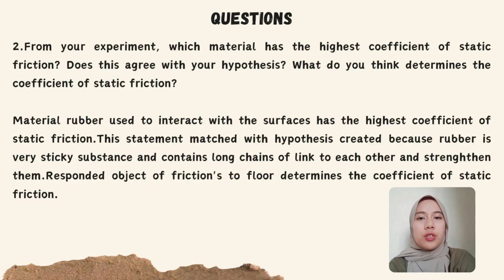Question 2. From your experiment, which material has the highest coefficient of static friction? Does this agree with your hypothesis? What do you think determines the coefficient of static friction? The answer is the rubber material used to interact with the surface has the highest coefficient of static friction. This matches the hypothesis created because rubber is a very sticky substance and contains long chains linked to each other that strengthen them. The interaction of the object with the floor determines the coefficient of static friction.